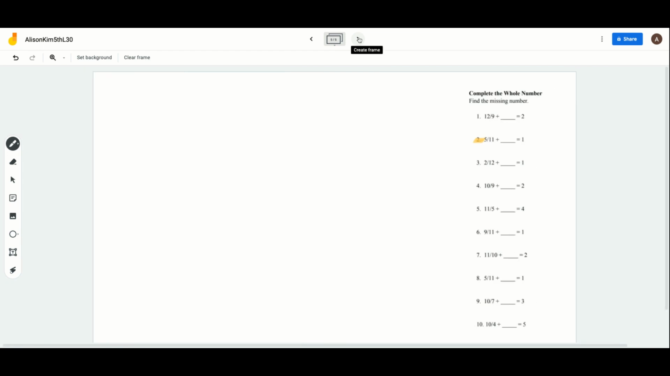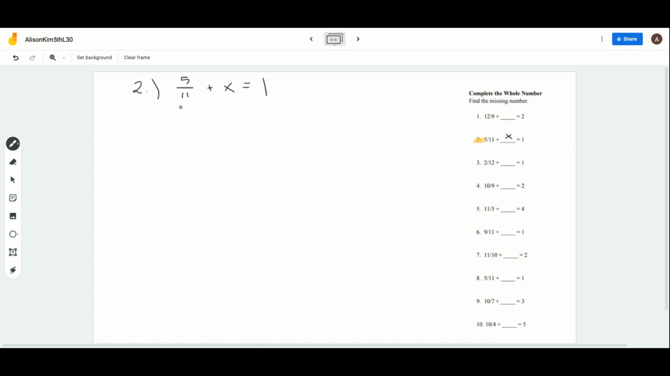Now let's move on to completing the whole number. We're going to do number 2 together. Number 2 gave us a fraction, 5 over 11 plus, and then it gave us a blank space. I'm going to make it a variable, so I'm going to use x equals 1. As we see here, it gives us a fraction and a whole number. In this equation, it's easier to make the whole number a fraction rather than make a fraction a whole number. So we're going to turn 1 into a fraction.